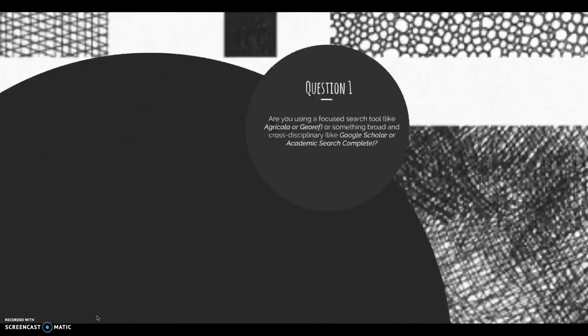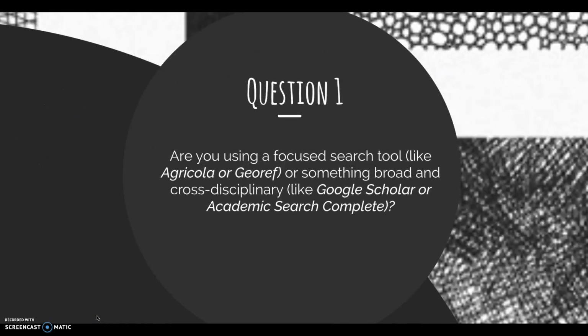So let's go to the first one. Are you using a focused search tool like Agricola or GeoRef, or something broad and cross-disciplinary like Google Scholar or Academic Search Complete? I would like to state also about research tools that it is most important to consider the scope and breadth of their search when you choose keywords. This means knowing something about the research tool that you are using.